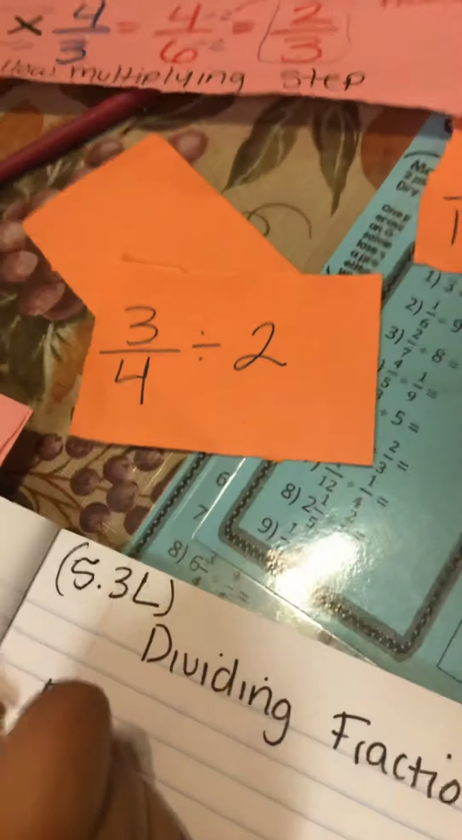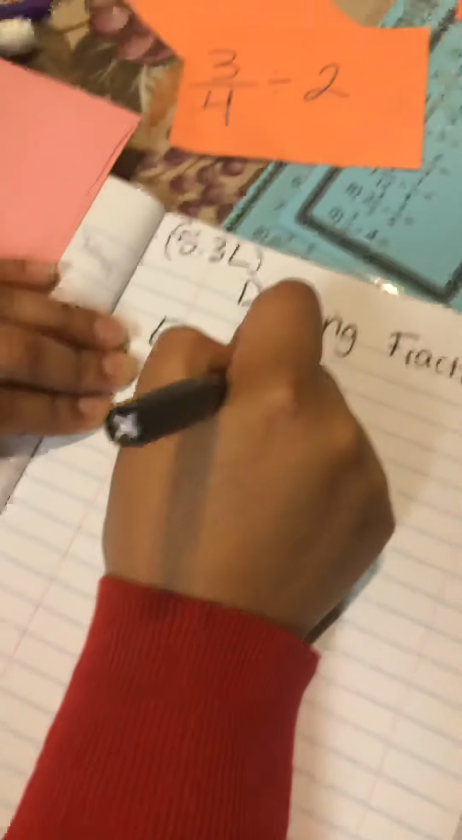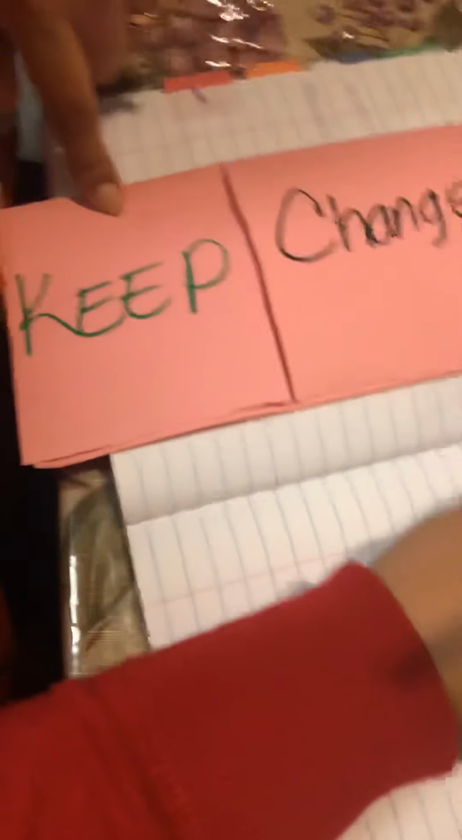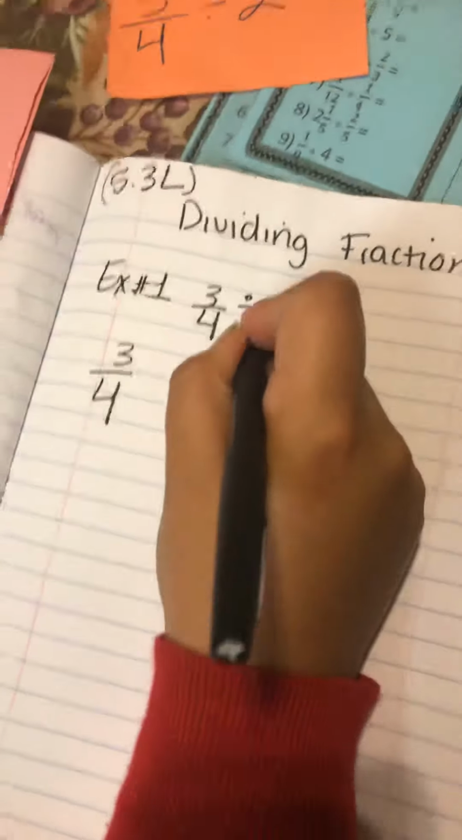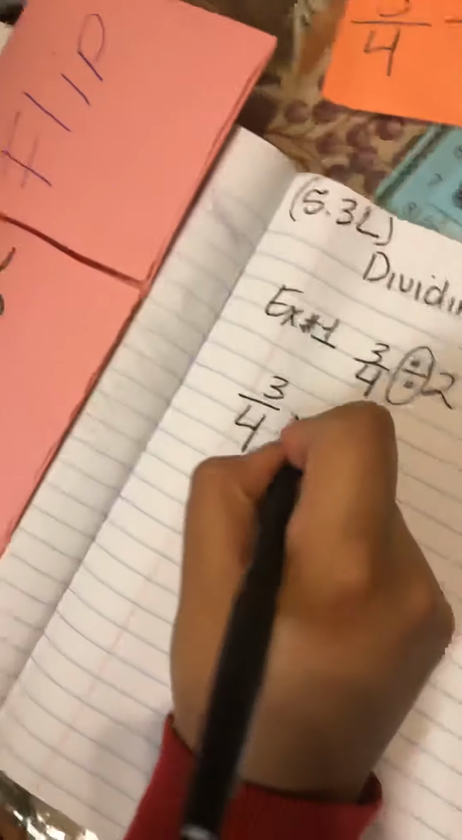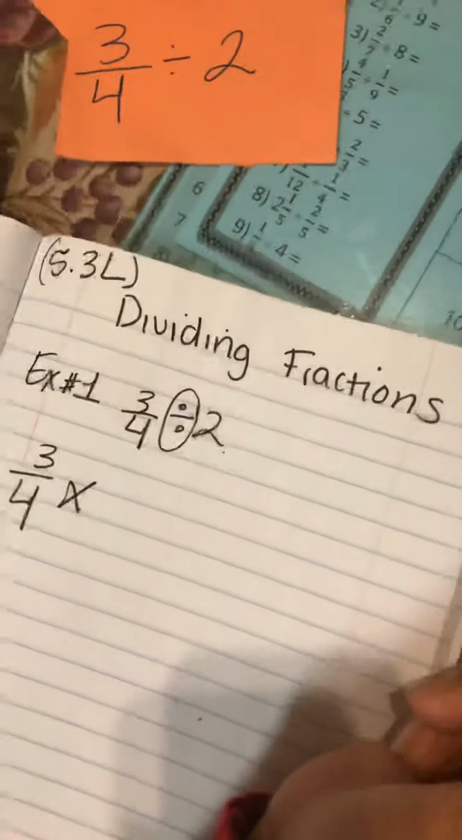My first problem is example number 1, and it's 3/4 divided by 2. So we said that we're gonna keep it. We're going to keep it because, according to our foldable, I have 3/4. Change. I'm going to change my sign of division to multiplication. Flip. Yes, you're wondering how I'm gonna flip a whole number.